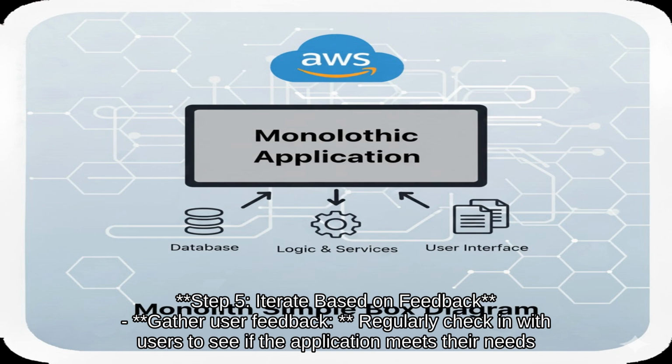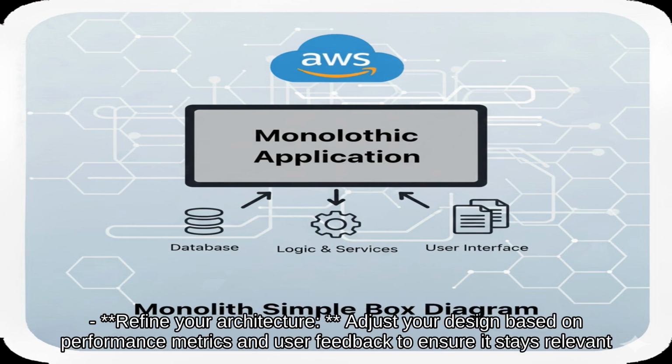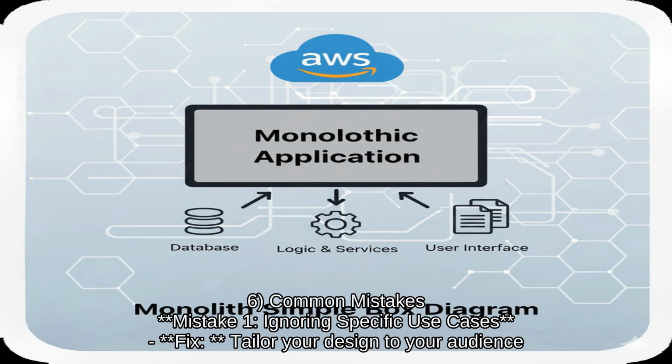Step 5. Iterate based on feedback. Gather user feedback. Regularly check in with users to see if the application meets their needs. Refine your architecture. Adjust your design based on performance metrics and user feedback to ensure it stays relevant.